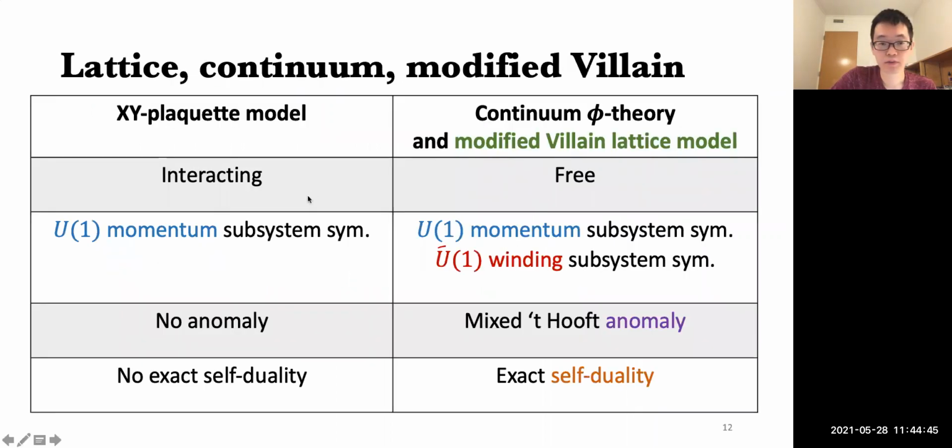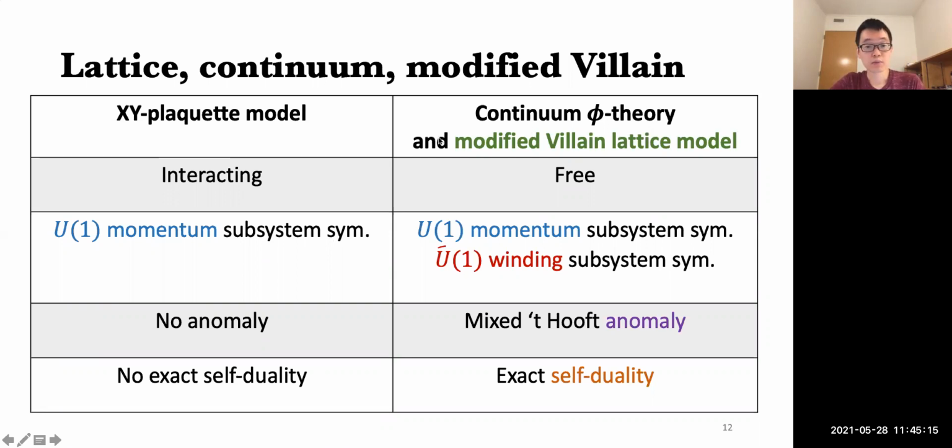So we again have this table where on the left is the original 2+1D XY plaquette model, first introduced by Paramekanti, Balents, and Fisher. It's an interacting lattice model that has a single U(1) subsystem symmetry. There's no anomaly on the lattice. There's no exact self-duality. On the right, we have the continuum phi theory that was also introduced in that paper and later analyzed by many other people.